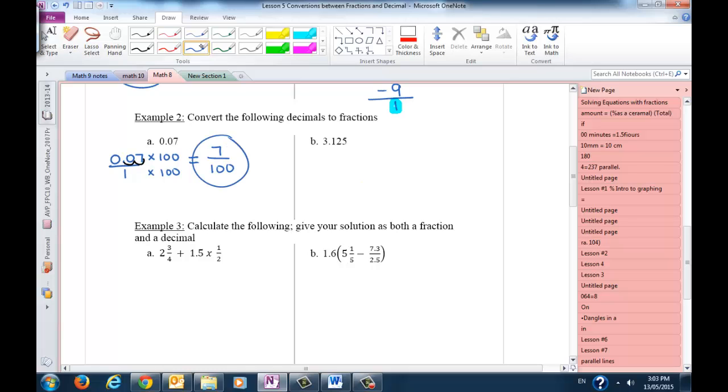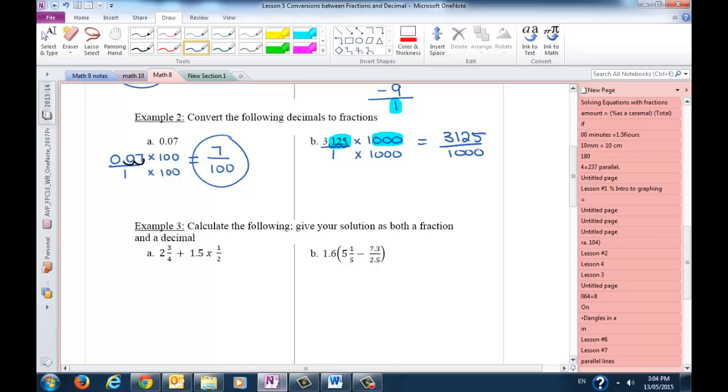So in question B, I have 3.125. I'm going to write this over 1 because anything divided by 1 is itself. Now I want to move the decimal places over 1, 2, 3 times. So I'm going to multiply by 1,000. There's 3 decimal places, there's 3 zeros. That means if I multiply the top, I must also multiply the bottom by the same thing. This gives me 3,125 divided by 1,000.